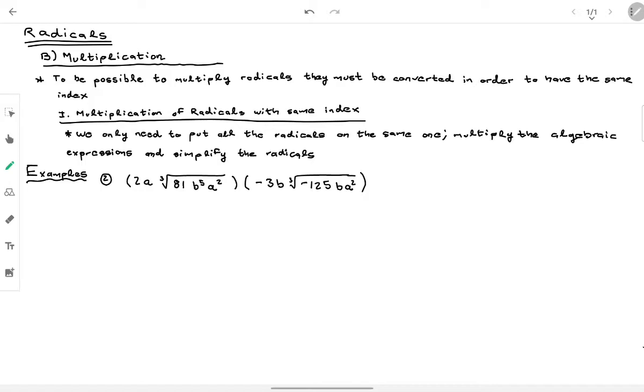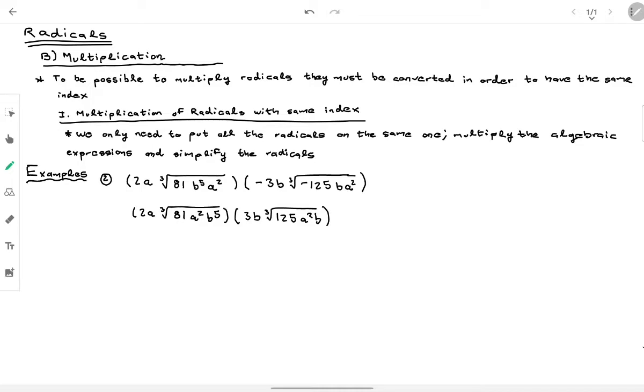So let's see this exercise. First, we have an odd power of a negative one, so we can take out the sign before doing anything. So it's going to be 2a that multiplies the cubic root of 81a squared b to the 5, if we put it in order. Minus multiplied by minus is going to be plus, so it's going to be 3b that multiplies the cubic root of 125 a squared b.